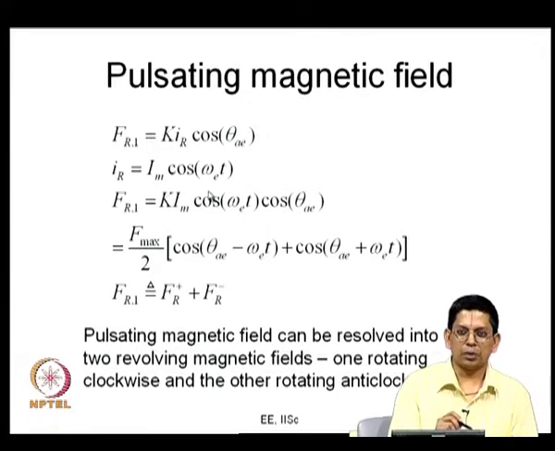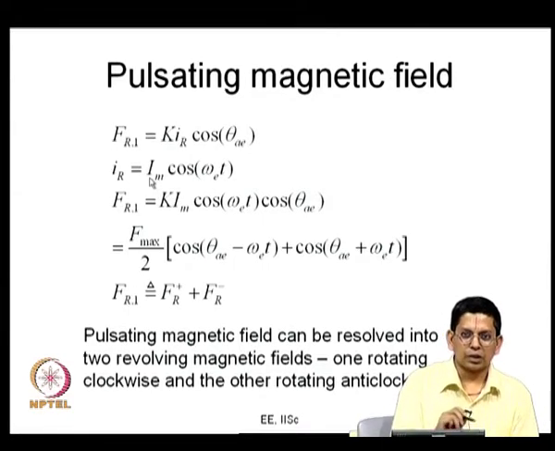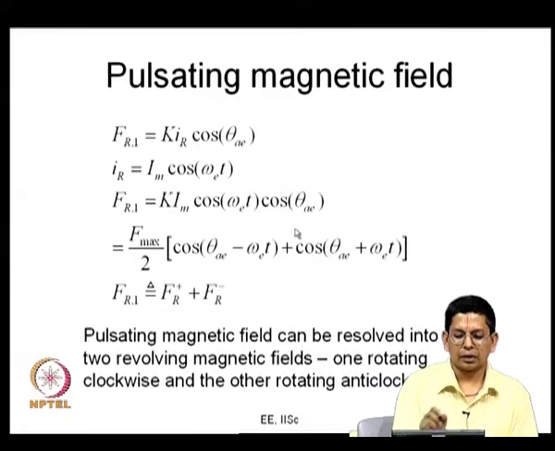If you are talking of a fundamental frequency of 50 hertz, this is 2 pi into 50, 100 pi radians per second, that is omega E. And Im is the amplitude of that cosinusoidal component. So, you have IR is equal to Im cos omega ET. Therefore, you put one into the other, you have FR1 is equal to K Im cos omega ET cos theta AE. Therefore, you find that this spatial MMF is a function of spatial angle theta E, and it is also a function of time t. So, it is a function of both space and time.